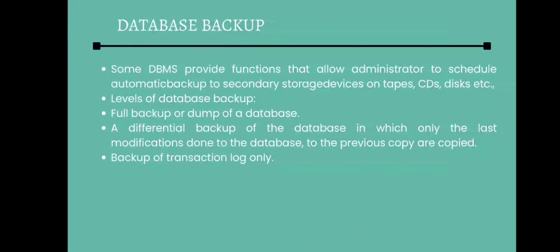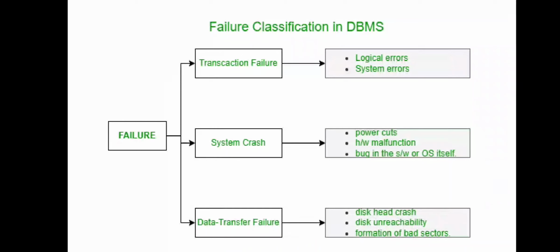DBMS provides functions that allow administrators to schedule atomic backups to secondary storage devices such as tapes, CDs, disks, etc. For example, whenever you click photos from your camera, they get stored in your gallery, and the same photos get stored in your Google Photos. That is known as backup. It stores another copy of your data automatically. That is known as database backup.